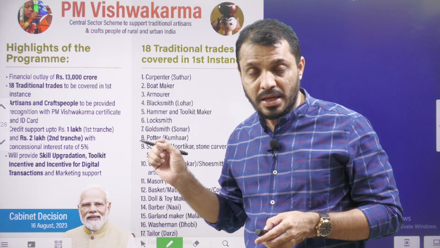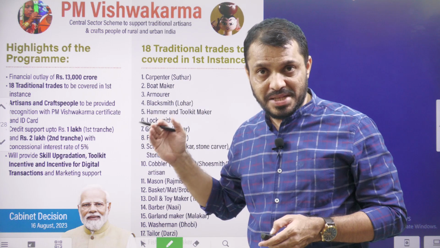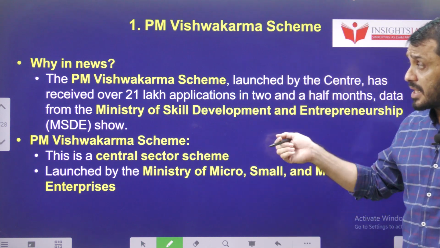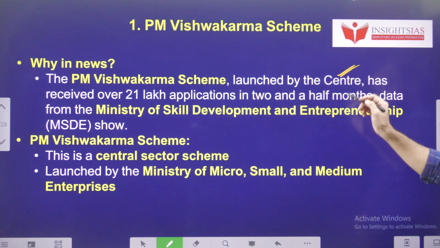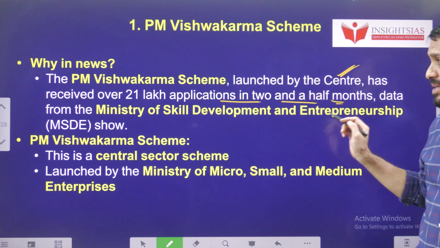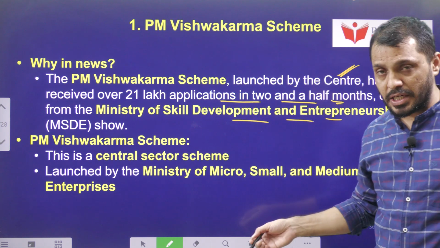Now we are discussing this today because the ministry has given some statistics about the beneficiaries. And one more thing you have to understand: this is a central sector scheme, which means 100% of the funding will come from the government of India. If it is a centrally sponsored scheme, then a certain percentage of the contribution will come from the states as well. Let's see. The PM Vishwakarma scheme, launched by the union government, received over 21 lakh applicants in 2.5 months. This data came from the Ministry of Skill Development and Entrepreneurship. It is showing the data.